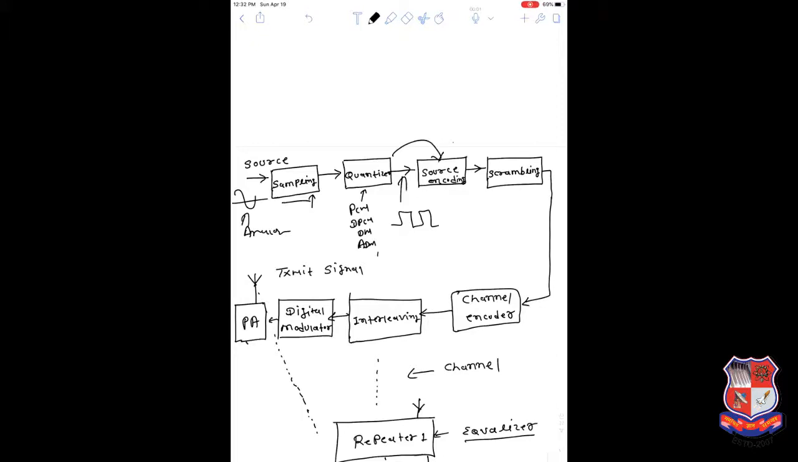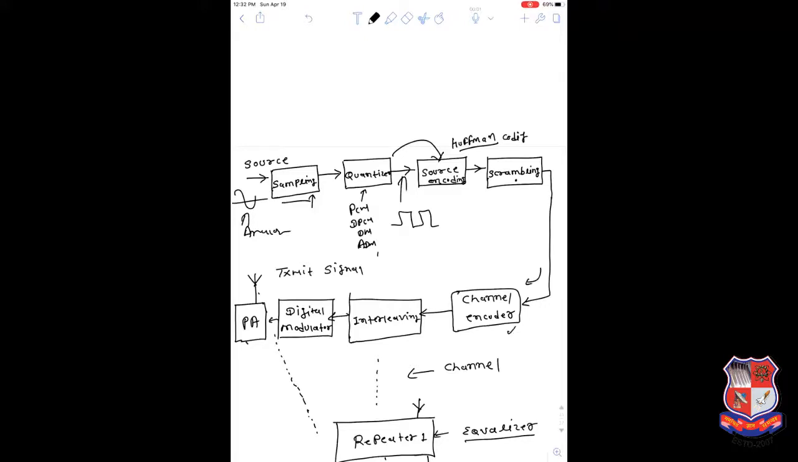Then we apply the source encoding. Here we have learned about the Huffman code, how to reduce the number of bits before transmission. So Huffman coding we have learned here. Then we apply the scrambling. Scrambling is used to randomize the data to provide better security and to limit the number of zeros in your stream.